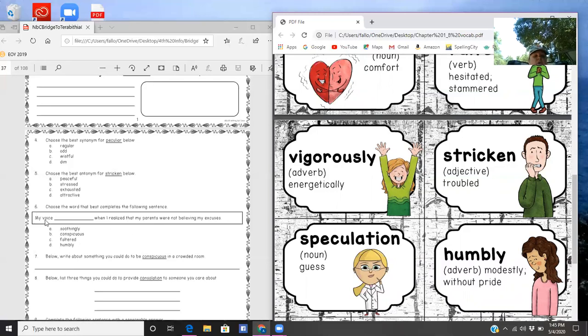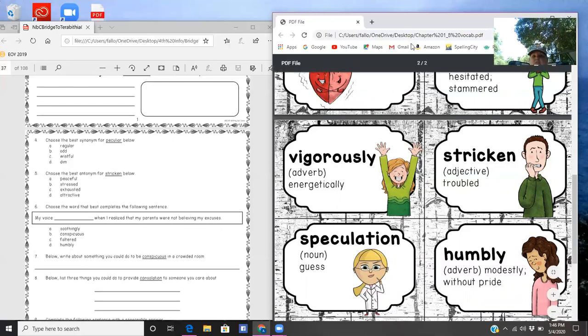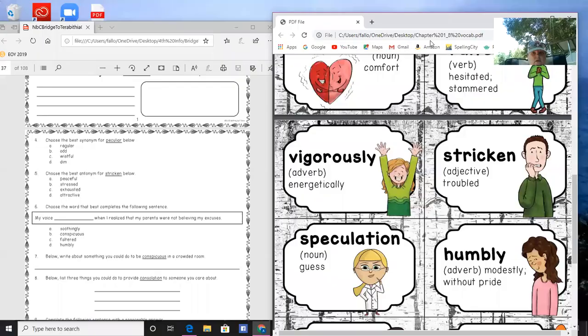C, my voice faltered when I realized that my parents were not believing my excuses. Or D, my voice humbly when I realized that my parents were not believing my excuses. Which one sounds right to you? Okay, so now let's look at number 7.